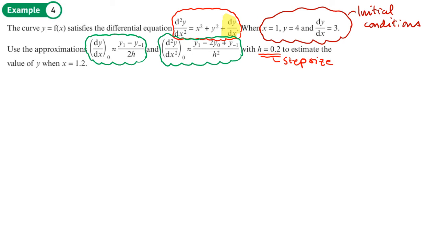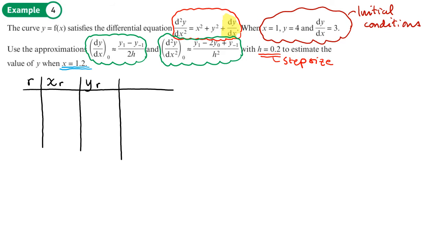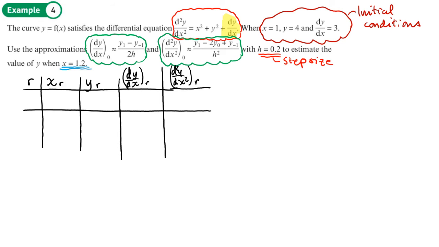Okay, so it looks like we're only going to have one iteration. So let's start with our table r, and it's x and y this time. So x r, y r, dy dx r, and the second derivative r, d squared y over dx squared r. Right, we start with r as being 0, and then 1, and so on.